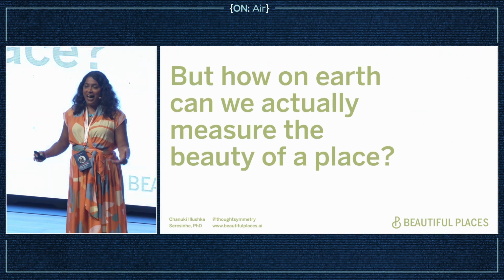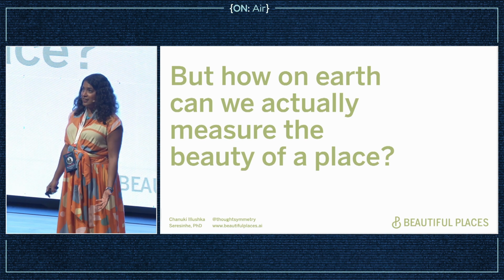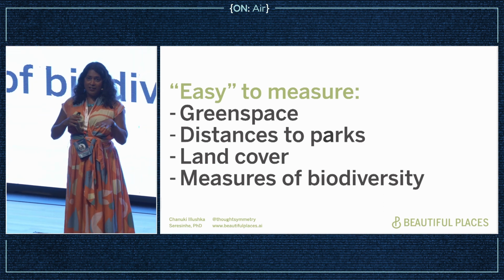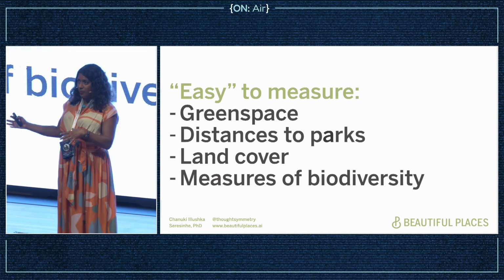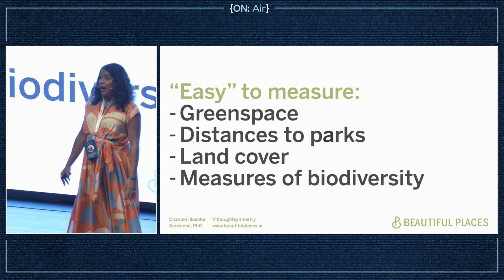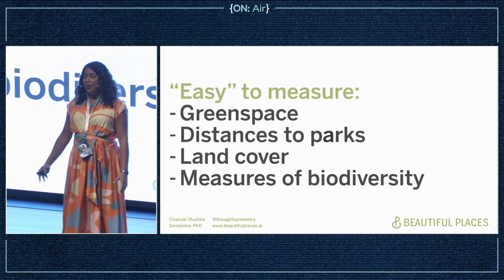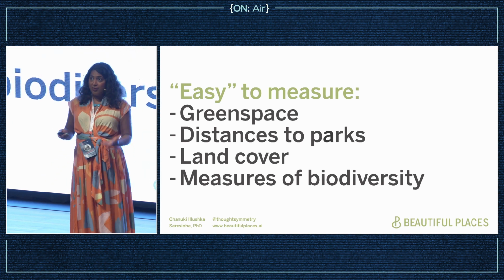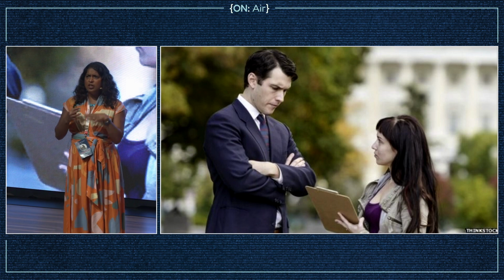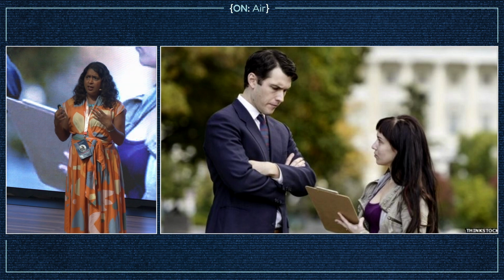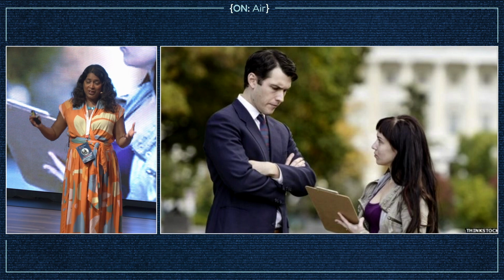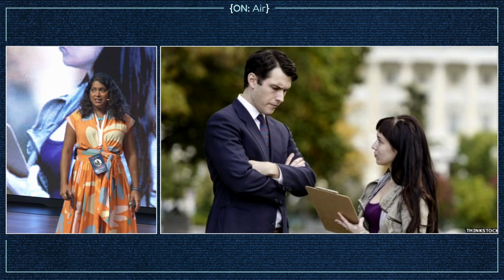But how on earth do you actually go and measure the beauty of a place? That is not necessarily the easiest thing to do. Normally, when people do studies on the connection between the environment and well-being, they tend to use data that's easier to measure. So you'll have data on green spaces, distance to parks, maybe land cover, measures of biodiversity, but not really large-scale data on beauty. What most people usually do is a local survey of the neighborhood to gather local perceptions of its beauty. But this is problematic because you can't really do a survey for an entire country; it would be really time-consuming and costly.